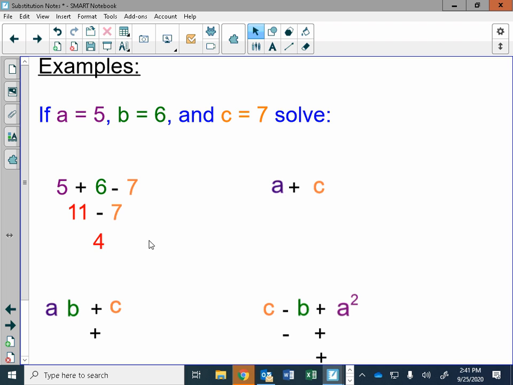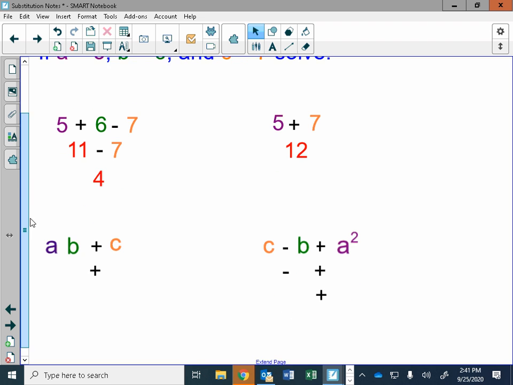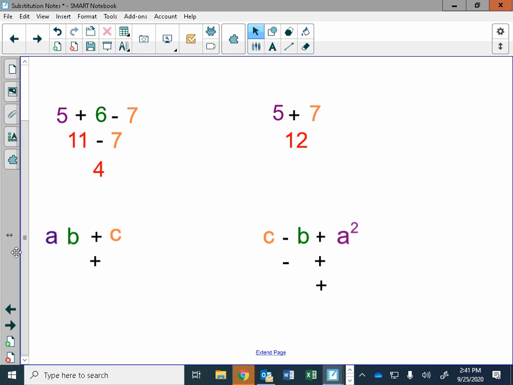Substitution property. Let's take a look at this example. It just says a plus c. Well, we can substitute in our values for a and our value for c, and then we can simplify this expression by adding 5 plus 7, which is 12. Okay, those were pretty straightforward, simple examples, and here's just another couple of examples for us.